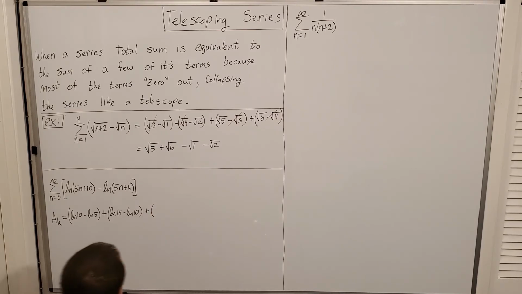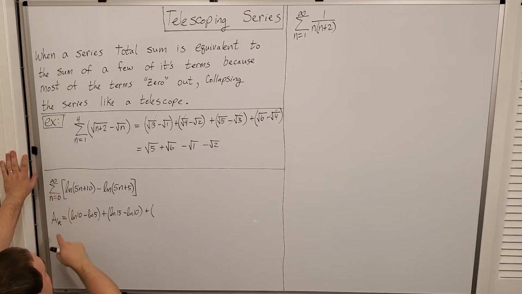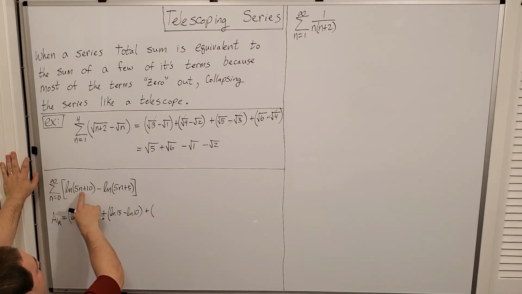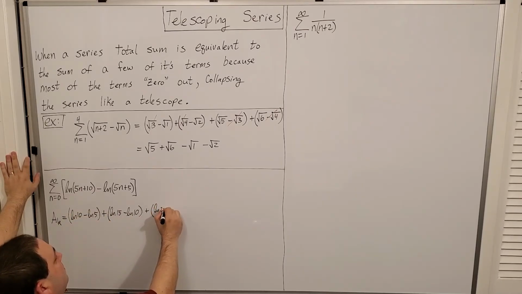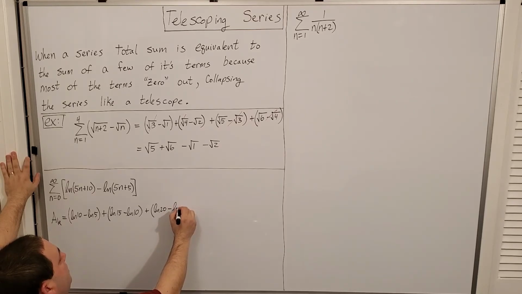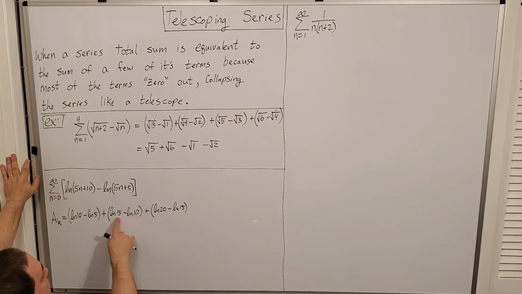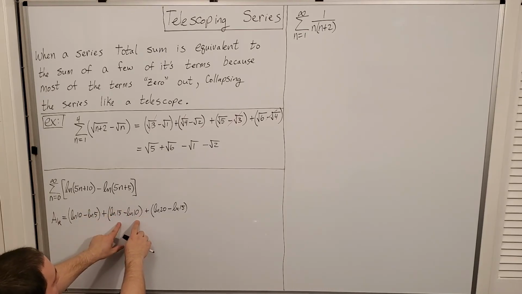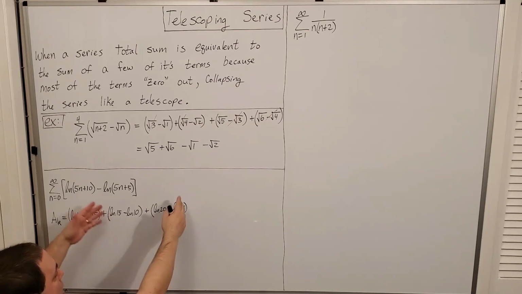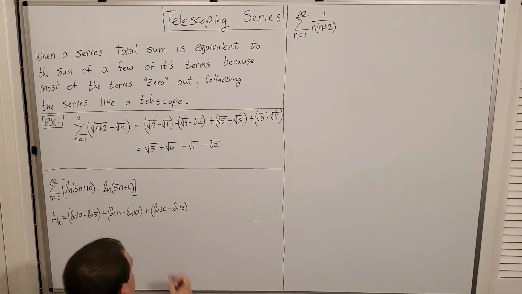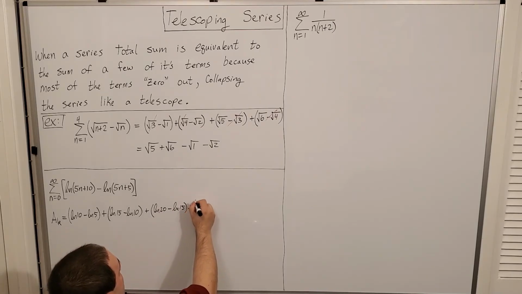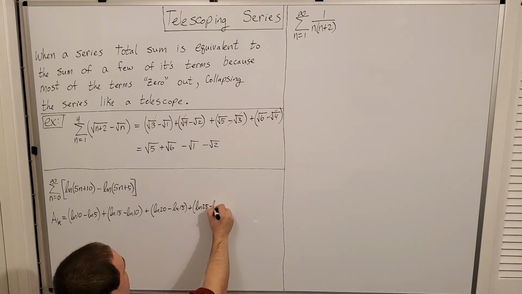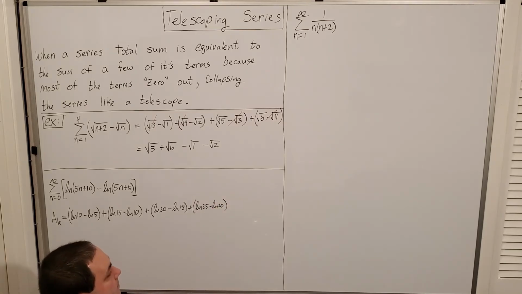Plus, when n is 2, I'll have ln of 20 minus ln of 15. Right? So then this one and this one wipe out. I'm hoping that you're seeing the pattern here. The first of a certain term and the last of the next one are going to have that same similar pattern. So you can already guess what the next one's going to be. I'm going to have ln of 25 minus ln of 20, right?